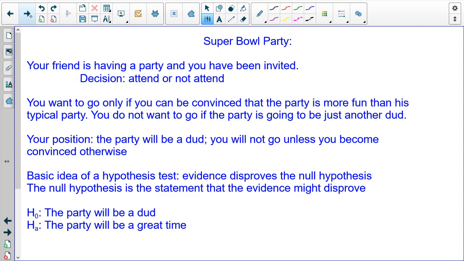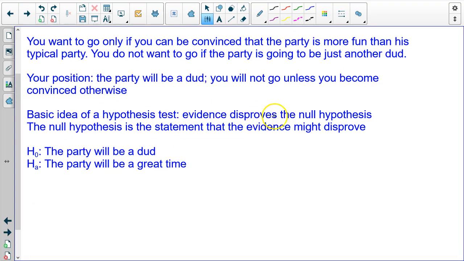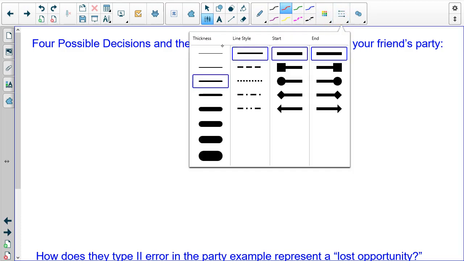All right, so your position is that the party will be a dud, and you're not going unless you can be convinced otherwise. So the basic idea of the hypothesis test is evidence disproves the null hypothesis. So you're thinking it's going to be a dud, so that would be your null. If you disprove that, it means you'll go. Okay? So the party will be a dud is your null, the party will be a great time is the alternative. So we're going to write the 4 possible decisions, and that's on the next page. I gave you room for that, okay? Okay, so what do I do to help myself out?